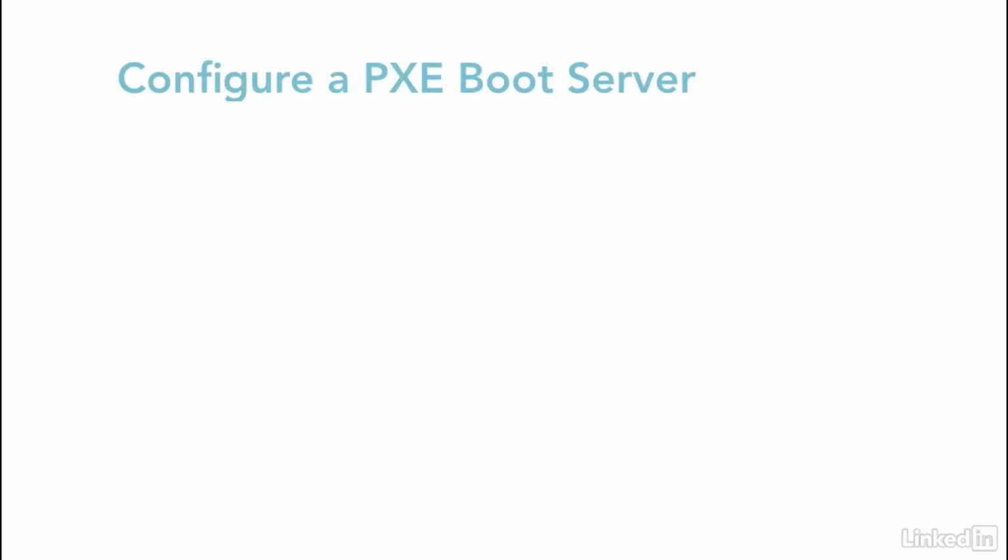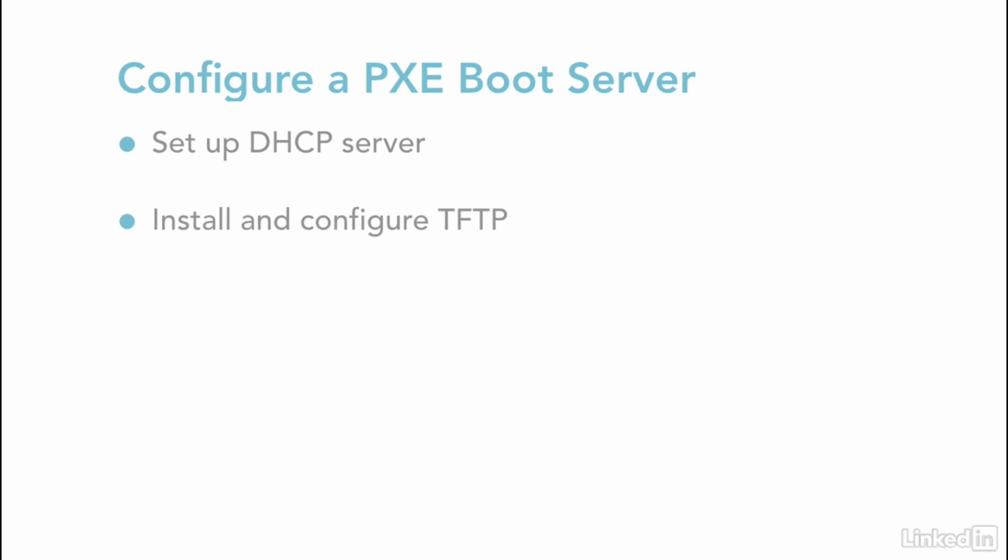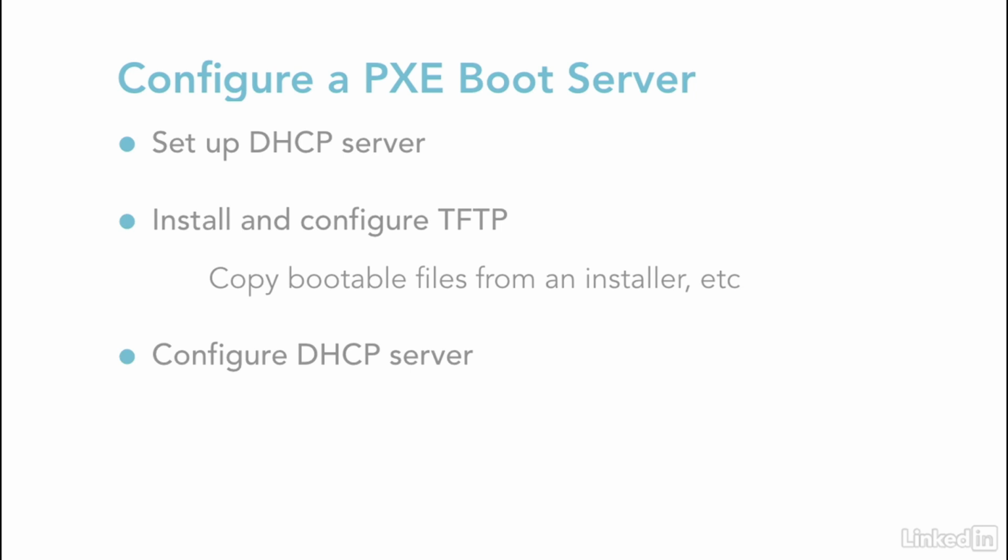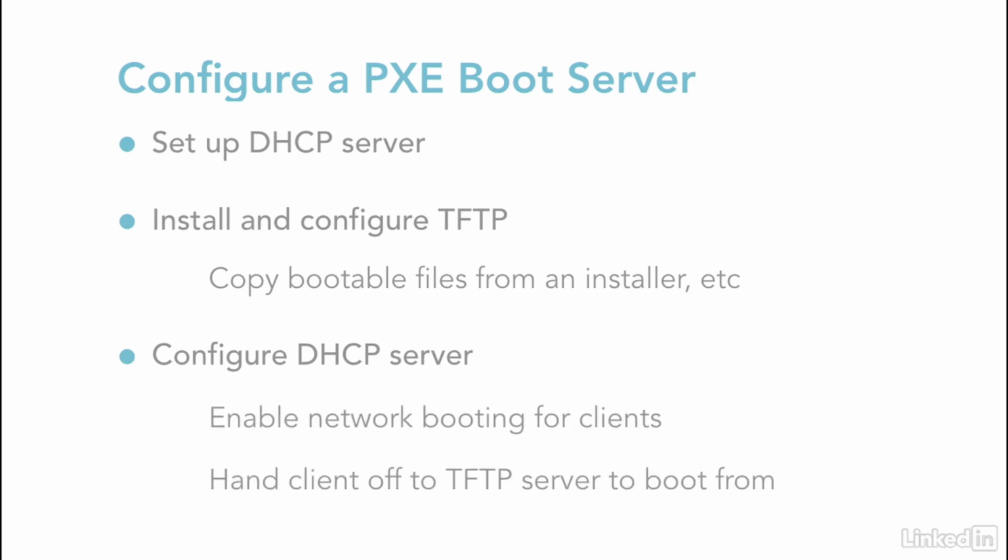Let's configure our server to act as a PXE Boot Server. We already have a DHCP service set up, so we'll add a few more things to make a complete PXE Boot solution. We'll install and configure TFTP, and then we'll copy some bootable files from an installer. Then we'll reconfigure our DHCP server to enable network booting for clients, and we'll provide a configuration that hands the client off to the TFTP server to get its boot image.